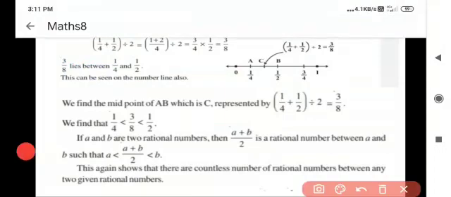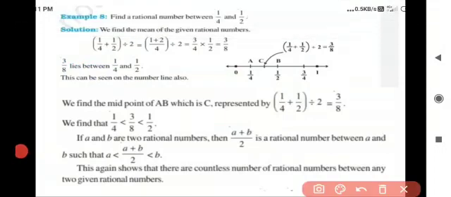Example 8. This is another method of finding rational numbers between any two rational numbers. Find the rational numbers between 1 by 4 and 1 by 2. Solution. We find the mean of the given rational numbers. That means for the given two rational numbers 1 by 4 and 1 by 2, we add the two rational numbers and divide by 2. So 1 by 4 plus 1 by 2, divided by 2. Take the LCM and add, you get 3 by 4 into 1 by 2, you get 3 by 8. So 3 by 8 lies between 1 by 4 and 1 by 2.